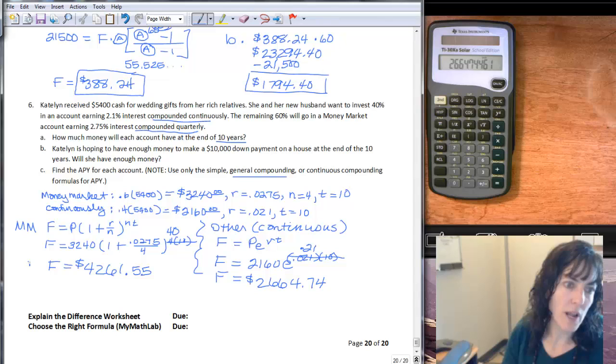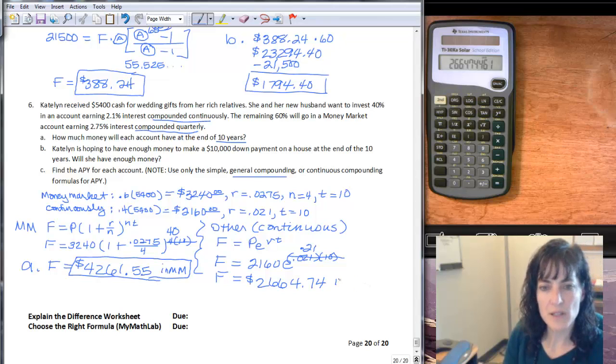So this is part A right here. This is the money market. And so I'll just put a little note with my answer. And then this one is in the continuous account.